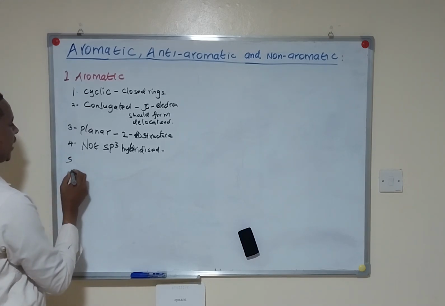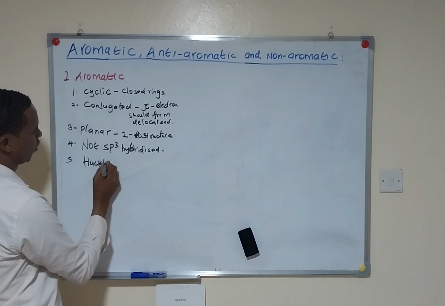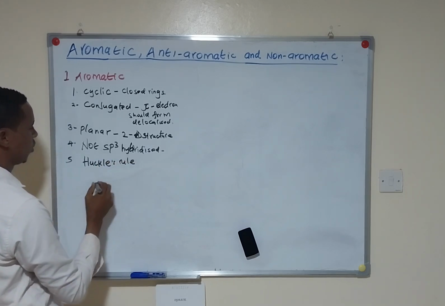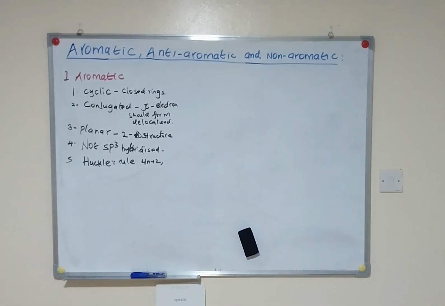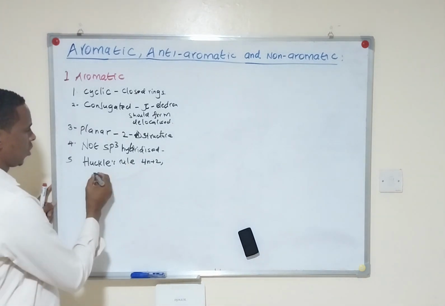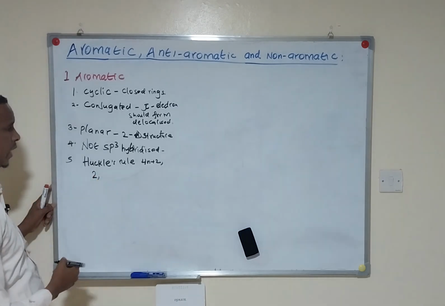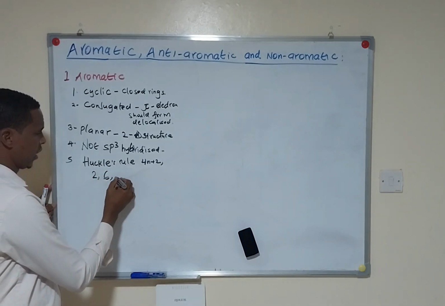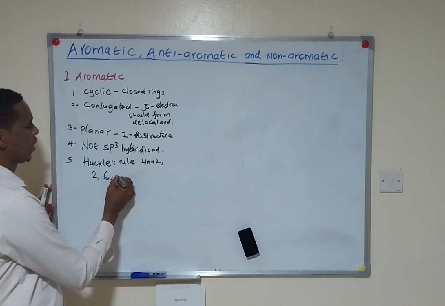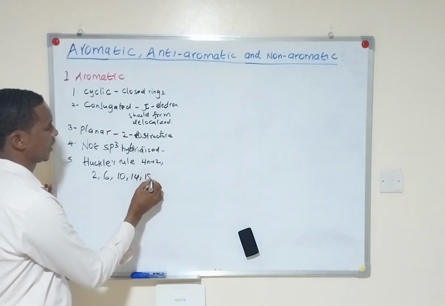And lastly, it should conform to Huckel's rule, which is 4n plus 2. When n is 0, the number of pi electrons is 2. When n is 1, the number of pi electrons is 6. When n is 2, the number of pi electrons is 10, and the list goes like that.